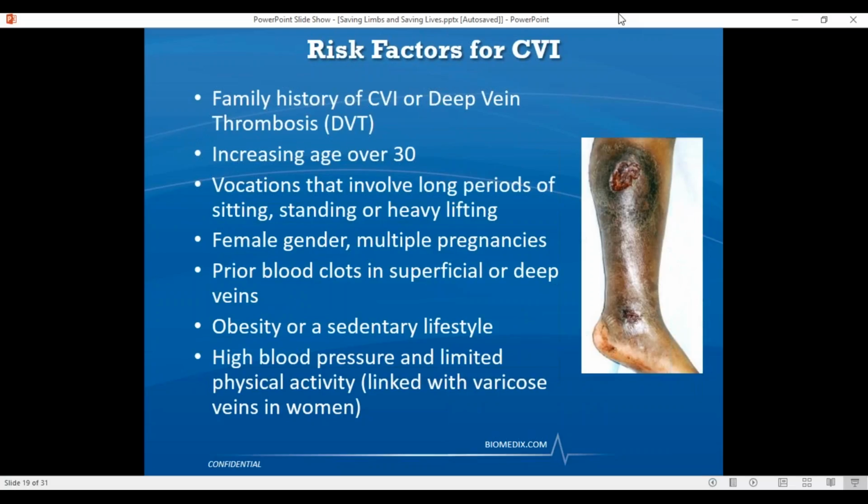Risk factors for chronic venous insufficiency include a family history of CVI or deep vein thrombosis, increasing age over 30, vocations that involve long periods of sitting, standing, or heavy lifting, female gender, multiple pregnancies, prior blood clots in the superficial or deep veins, obesity or a sedentary lifestyle, high blood pressure and limited physical activity.